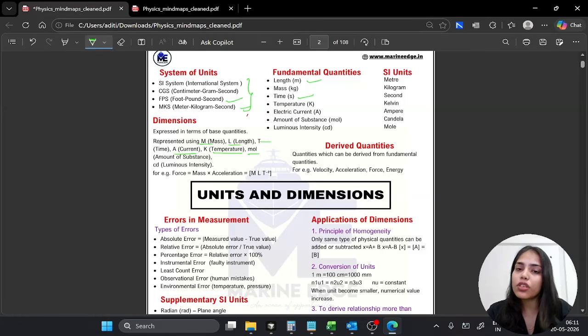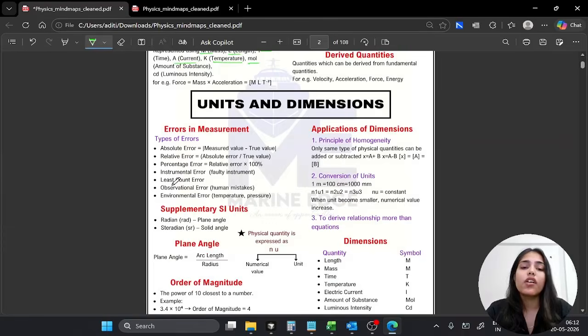Those quantities can be obtained using these seven fundamental quantities. So we have fundamental quantities, which are 7 in count, and for each quantity we have its own SI unit. Length is meter, mass is kg, time is seconds, temperature is Kelvin, current is ampere, and amount of substance can be measured in mole or candela. And these have been crossed. This should be candela and there should be mole, okay? And luminosity in candela. Now, all the other quantities that we have, velocity, acceleration, force, energy, these are all derived quantities, all right?